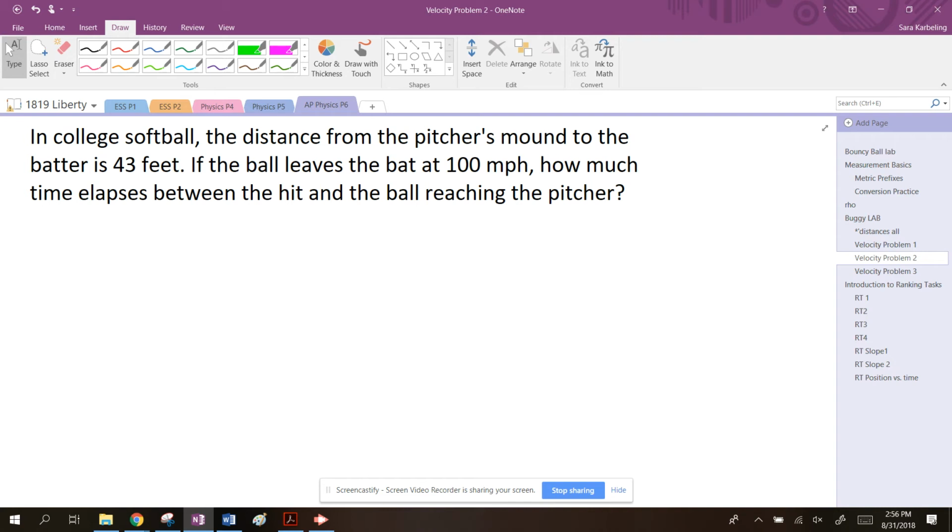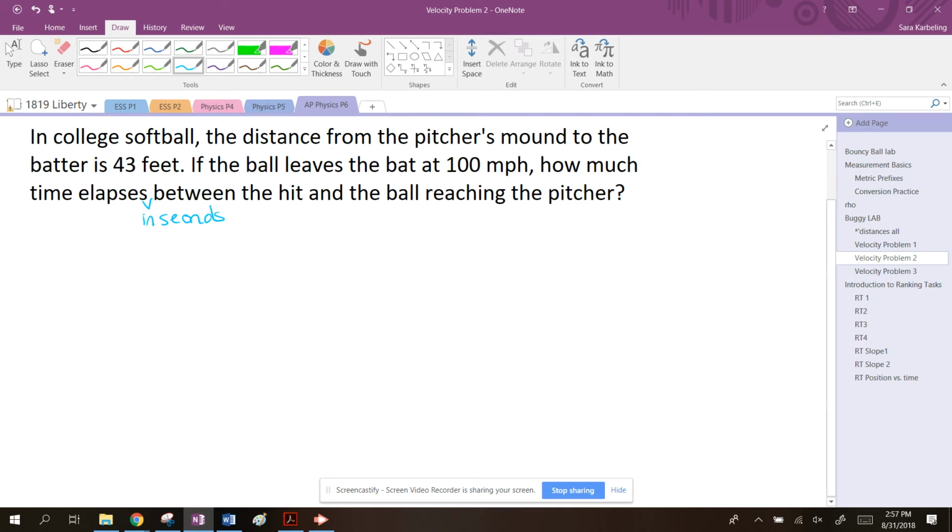If the ball leaves the bat at 100 miles per hour, how much time elapses between the hit and the ball reaching the pitcher? Let's go ahead and find the answer. In what, seconds? Can we do that? Let's do that. In seconds. There's some conversion that needs to happen here, huh? So how much time elapses? We'll say in seconds. Do we know conversions here?